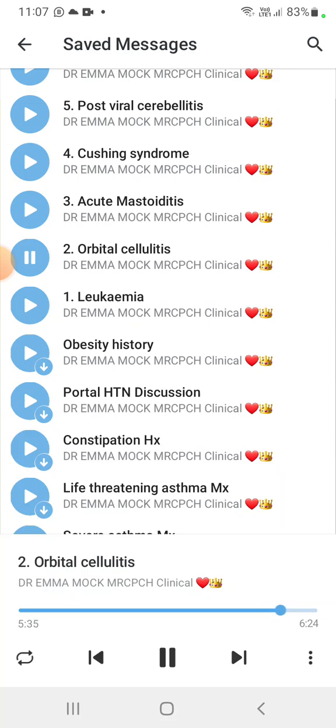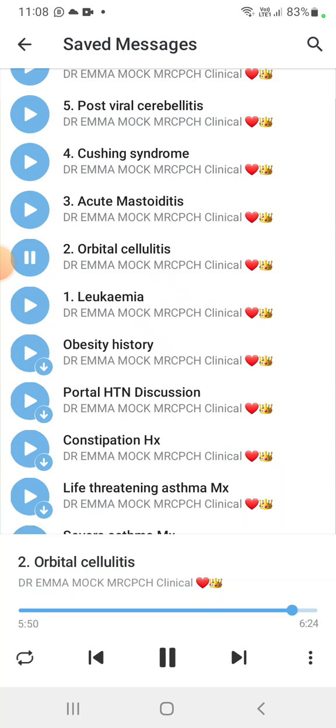Now, periorbital cellulitis: if upper eyelid, we give oral co-amoxiclav. If both eyelids, severe, or no improvement after 48 hours, we go to IV co-amoxiclav. If penicillin allergy, we give clindamycin. If improving, shift to oral co-amoxiclav. Duration of treatment is 14 days.